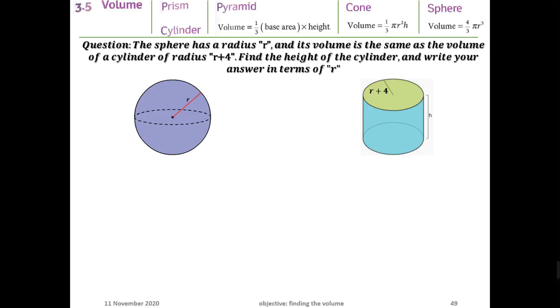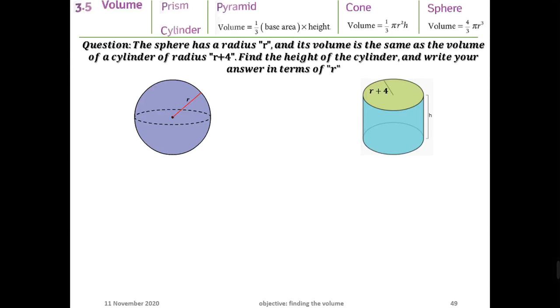Multiple skills such as finding the volume, or actually using the formula of finding the volume in different three-dimensional objects, in order to find the height of the cylinder. Algebra is too much involved in this question, and let's see how is that.